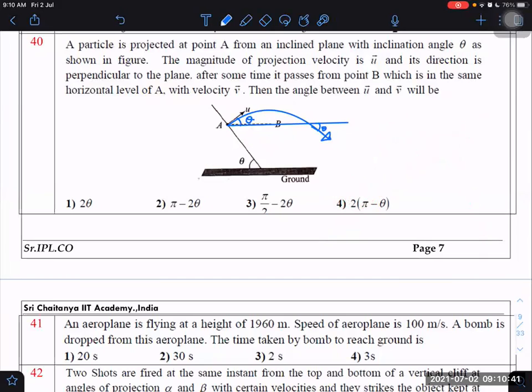Sir, it passes through point B, sir? So this is point B. What is the problem? The diagram will become very unclean if I make it so congested. B is on the same horizontal level. Now B could be here also. What is the problem in that? Then we know that this is V, this is U. Then what is the angle between V and U? V makes theta downwards with the horizontal line, and U makes theta upwards. Then the total angle between V and U is 2 theta. Simple question only.